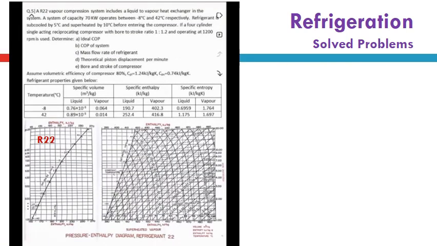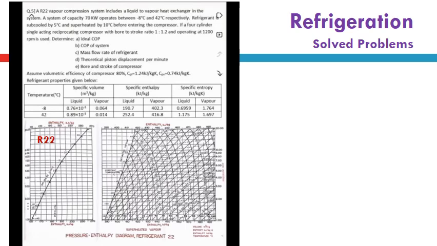Problem number 5, using R22 vapor compression system includes a liquid vapor heat exchanger in the system. A system of a capacity 70 kilowatt operates between minus 8 degrees Celsius and 42 degrees Celsius respectively. Refrigerant is subcooled by 5 degrees Celsius at the condenser outlet, and superheated by 10 degrees Celsius at the end of the evaporator before entering the compressor.